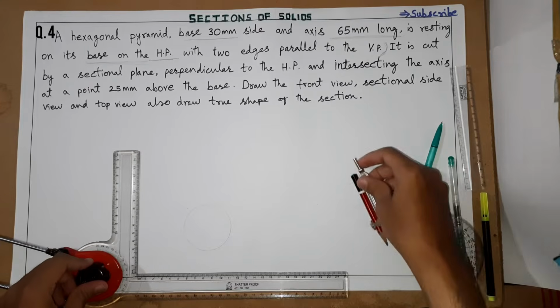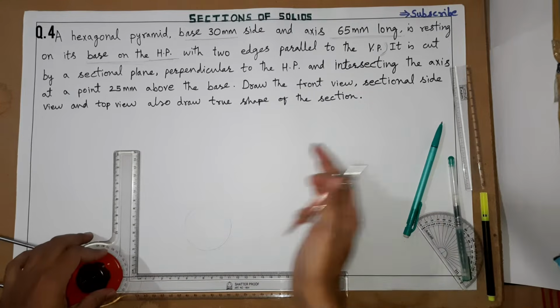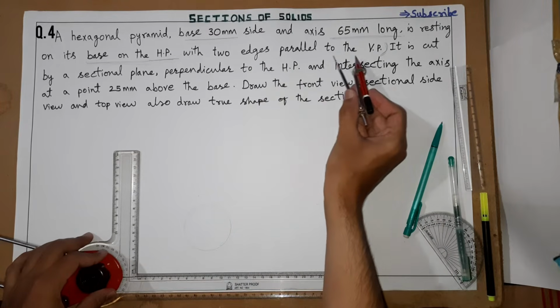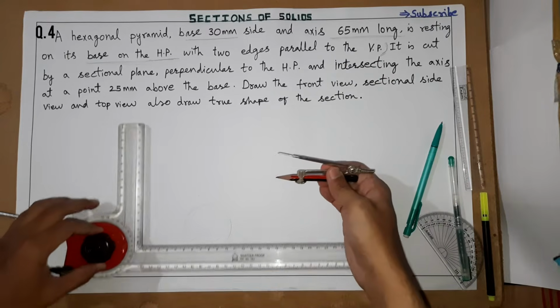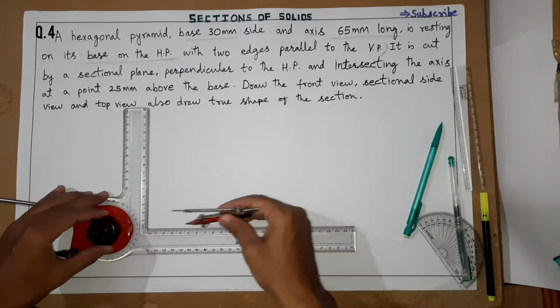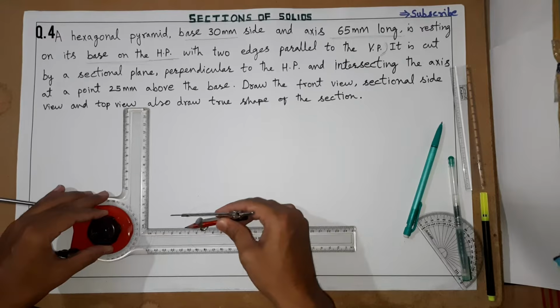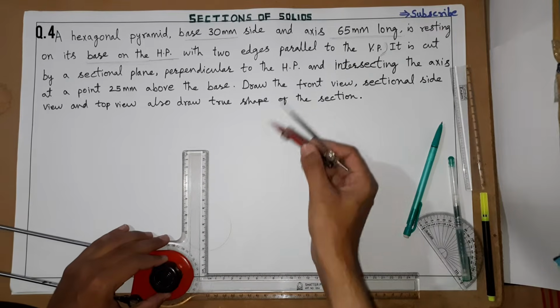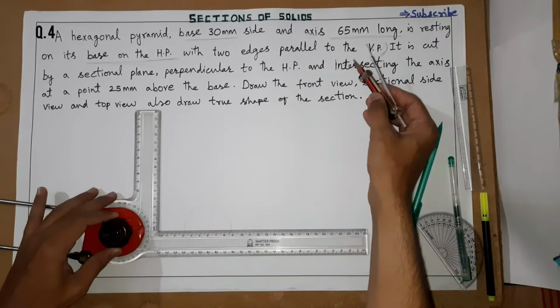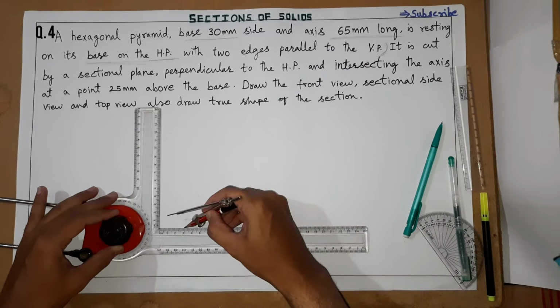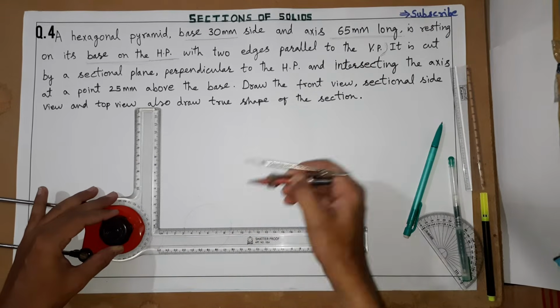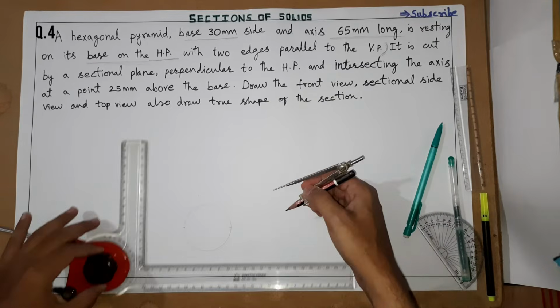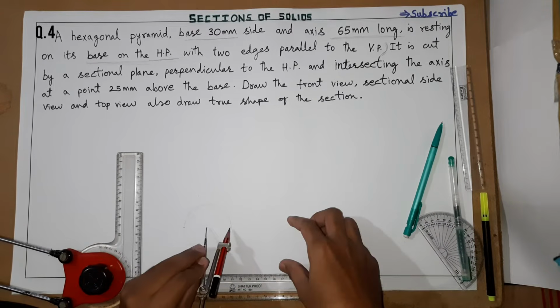Now, two edges are parallel to VP. So whenever edges are parallel, you take the diagonal or diameter line in this manner. If edges are vertical then take it like this. Here edges are parallel to VP, so we will take 2 points, one here and another here. Got it?